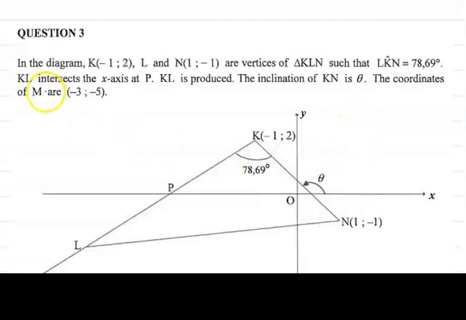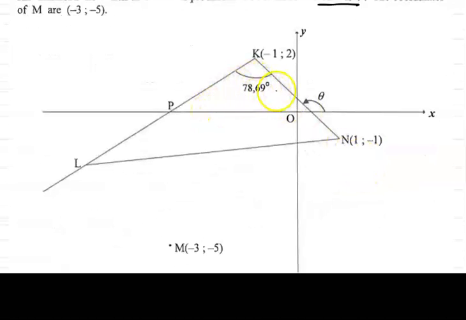Now let's read the question. It says, in the diagram, K(-1; 2), L and N(1; -1) are vertices of a triangle KLN, such that angle LKN is 78.69 degrees. KL intersects the x-axis at P. KL is produced. The inclination of KN is theta, and the coordinates of M are (-3; -5). So all this information is on our diagram. As you can see, we've got an angle 78.69 degrees, LKN, and this is theta, the angle of inclination.